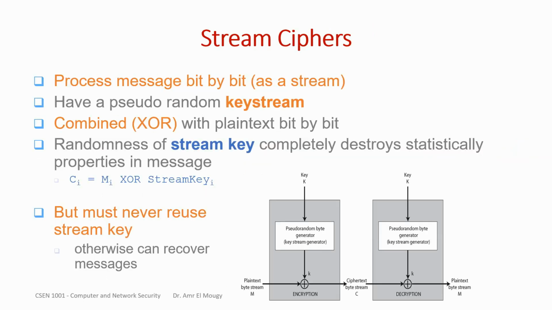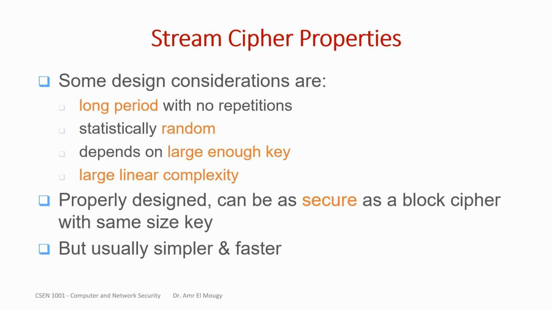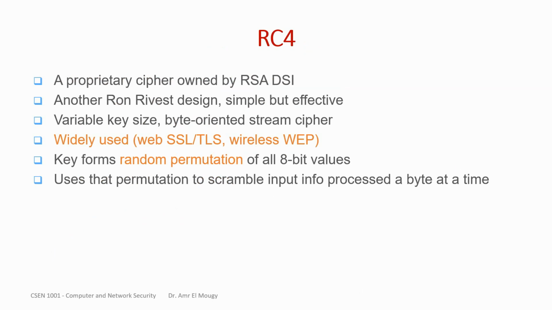Now we can actually discuss stream ciphers. This figure here shows you how a stream cipher works, and we have discussed this before. It relies on some form of pseudo-random byte generator, and it is seeded with the key. Now we will discuss one of the popular types of stream ciphers.